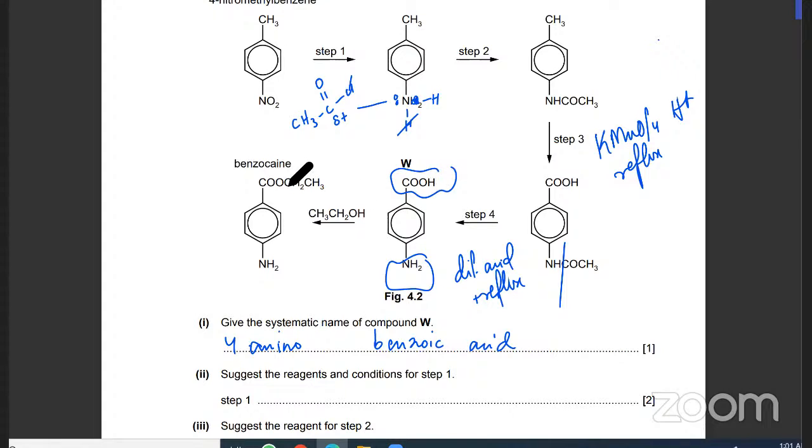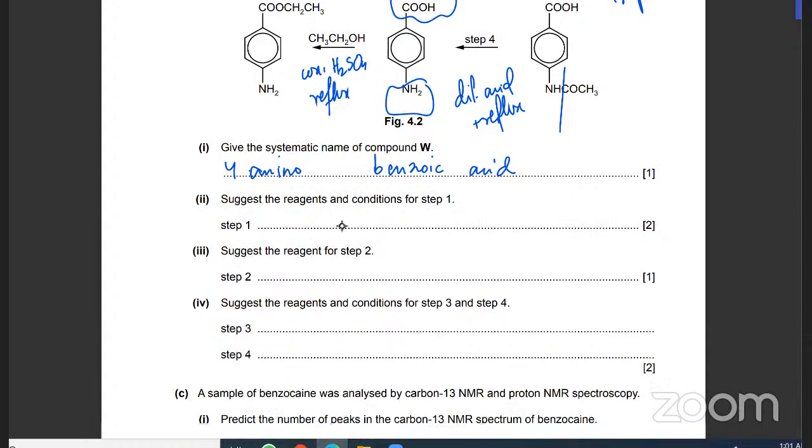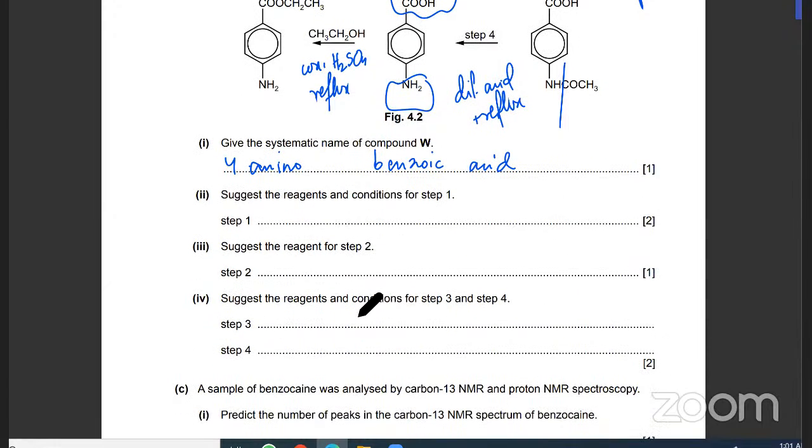That's the last one, esterification. And what do you need for esterification? You need concentrated H2SO4 and reflux. The next, I mean, it's all about conditions.